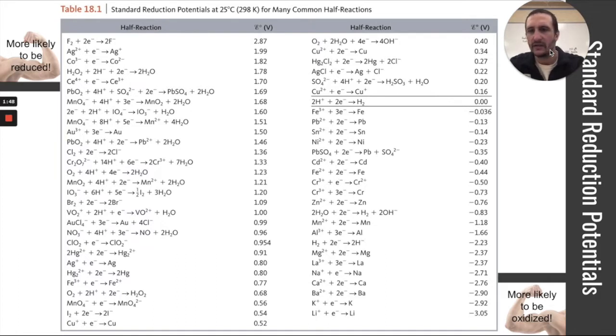But the way that these are set up, each one is a reduction reaction. The things at the top of the list are most likely to be reduced. They are the ones that are going to produce voltage in the reduction process. The ones at the bottom of the list are most likely to be oxidized, and so they actually have negative reduction potentials. And we'll take a look at how to use these values from this table when we go through an example from our guided reading.